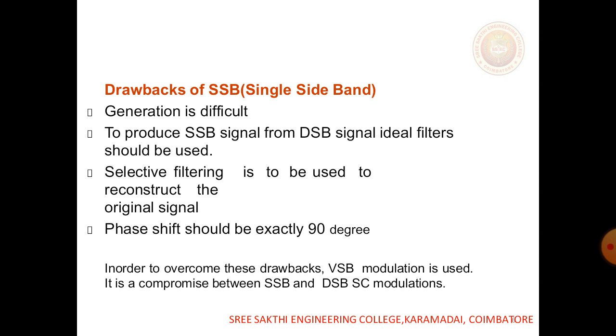These are the things we get as feedback from single sideband suppressed carrier. The disadvantages we have faced are that filter selection is a little difficult, phase shift is a little difficult, and generation is also difficult when focusing on single sideband. To overcome these difficulties we go with vestigial sideband modulation. It acts as a compromise between single sideband and double sideband suppressed carrier.